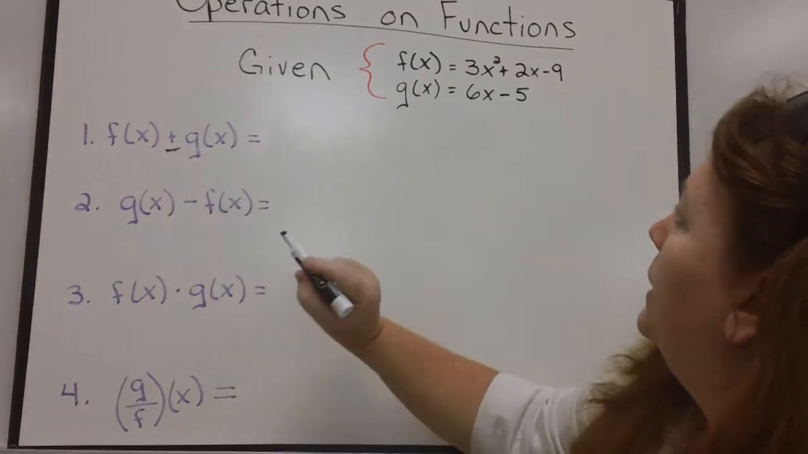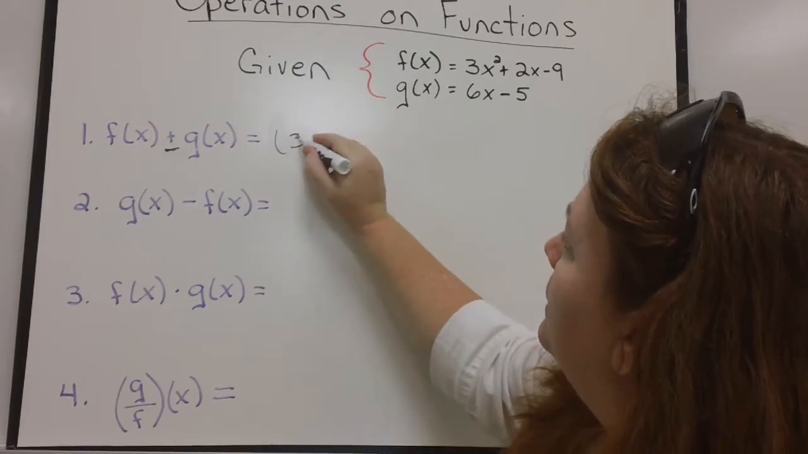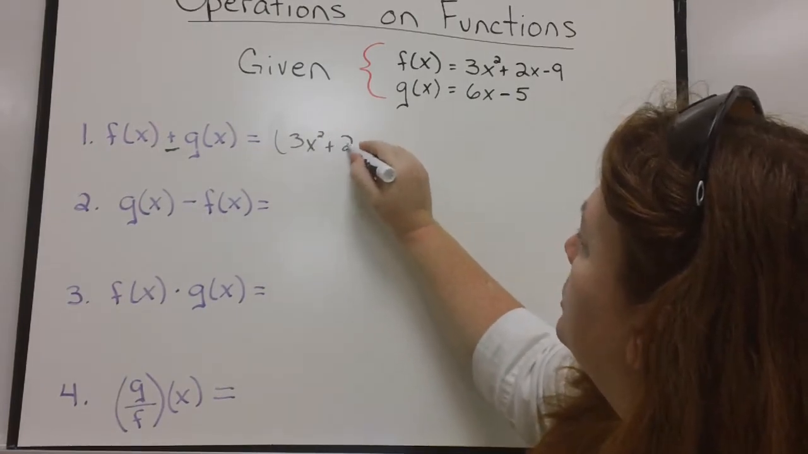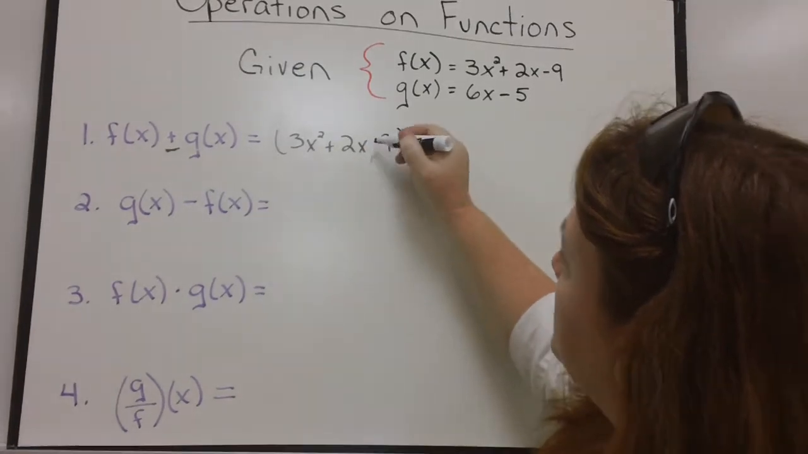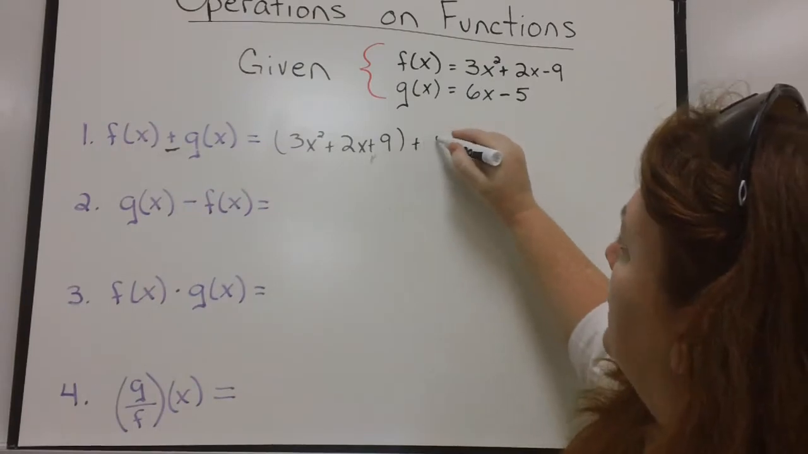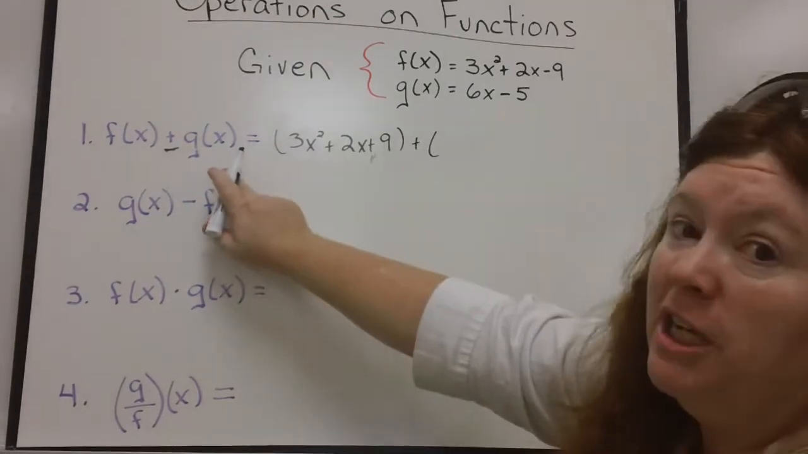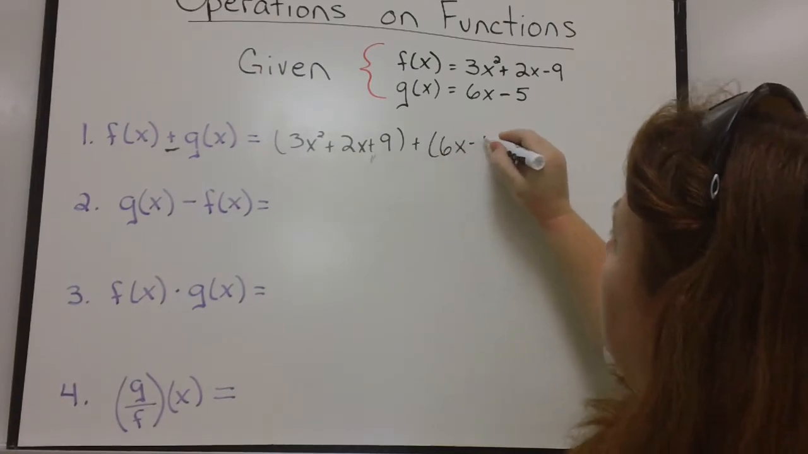So I'm going to write out f of x, and I'm going to use parentheses, 3x squared plus 2x plus 9. Let's fix that. And I'm going to add to that, parentheses, g of x. So I'm going to write g of x, which is 6x minus 5.